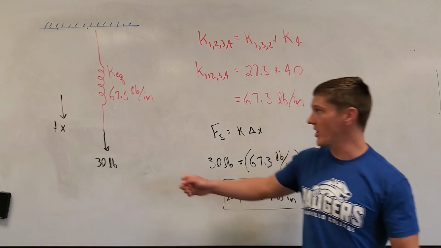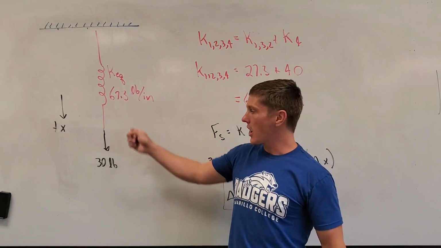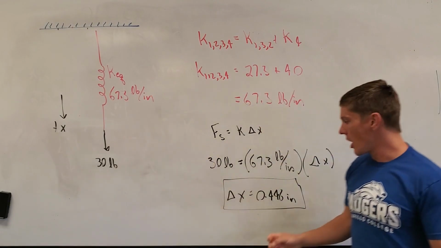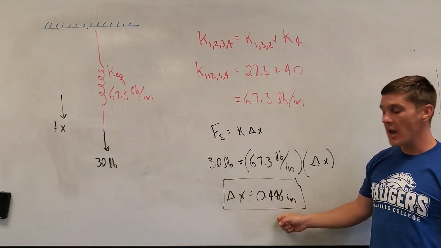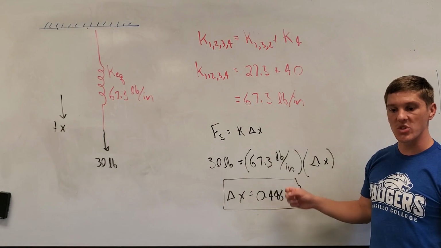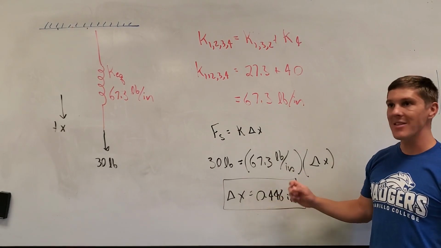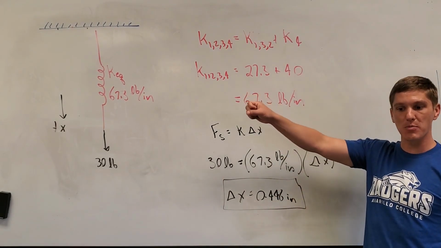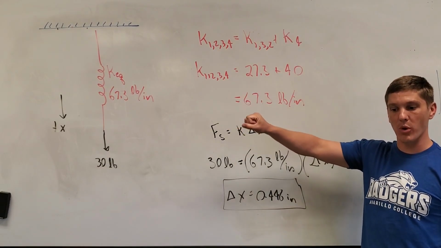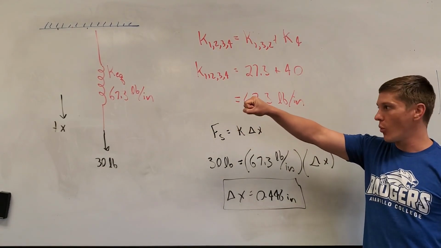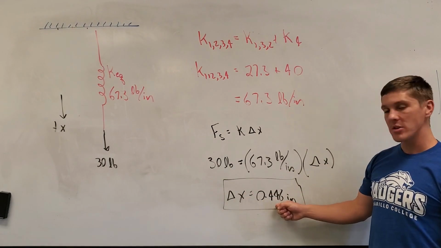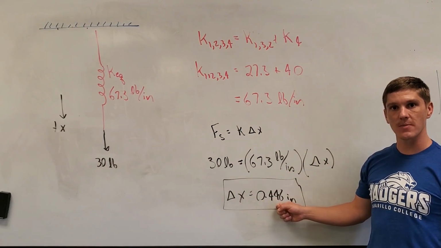So from that complex spring system that we started out with, we ended up with an equivalent system of only one spring, and if we apply a 30-pound force to it, we stretch that equivalent spring 0.446 inches, which is exactly what would happen if we applied that 30 pounds to that system of springs. That 30-pound weight would then displace downward 0.446 inches.